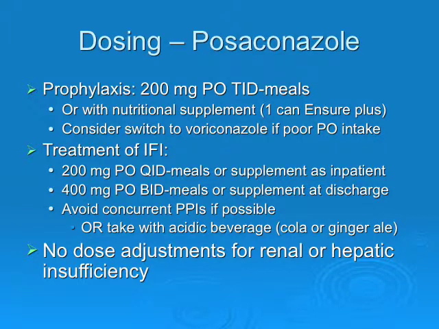Posaconazole, there's your prophy dose, the 200 PO TID with meals or with a nutritional supplement. Consider changing the patient to voriconazole if severely poor PO intake. And 200 QID for initial treatment, usually 400 BID, but consider bouncing it back up to that if your patient's not eating. And no dose adjustments for renal or hepatic insufficiency.